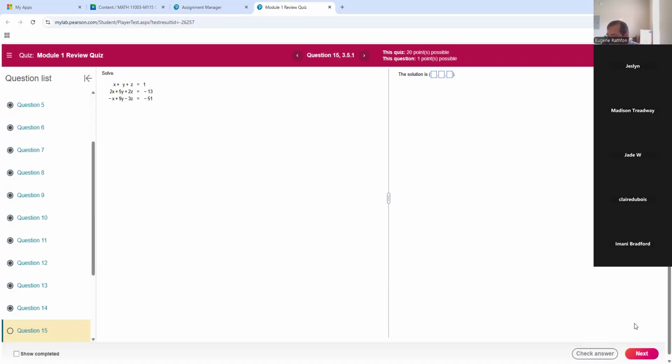All right, y'all, let's see what we got next. So, we started getting into the systems of equations. X plus y plus z equals 1. 2x plus 5y plus 2z equals negative 13. Negative x plus 9y minus 3z equals a negative 51.